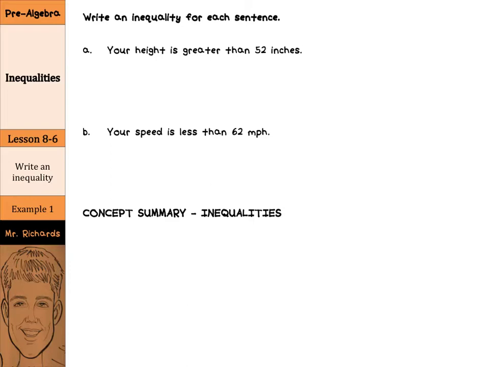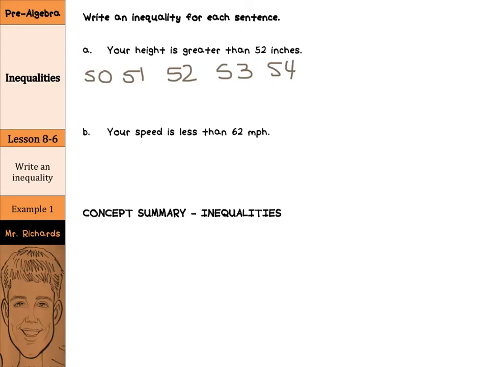Our first example is how to write an inequality. Your height is greater than 52 inches. What I like to do with these as we get started is say, okay, we have 52 inches. Bigger than 52 would be 53, 54 inches. Smaller would be 51 and 50 inches. And I go through and think, okay, my height is greater than 52 inches.